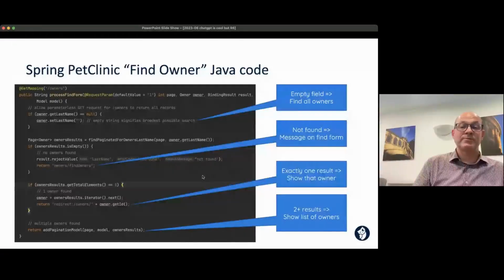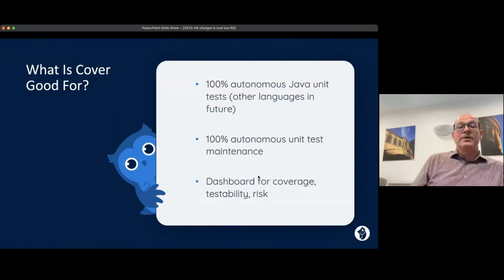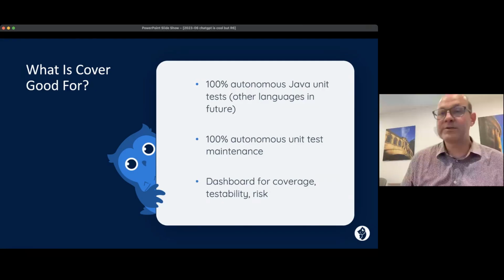So just switch back to the presentation. So what is Diffblue Cover good for? It's good for autonomous Java unit testing. We only support Java today. We picked Java as the language because it's been one of the top enterprise programming languages for the last 25 years. We will do other languages in the future.